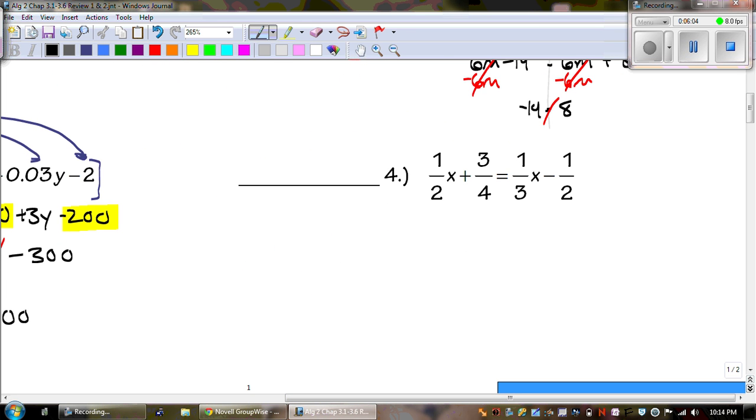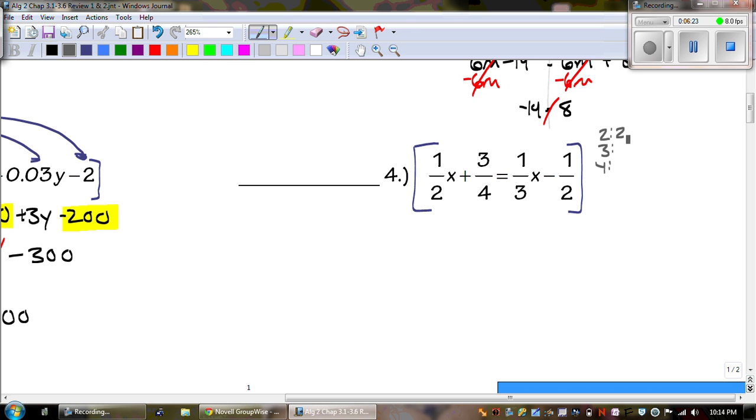Okay, number 4. Now, number 4 is when I want to get rid of the fractions. So I am going to want to multiply everything, but I need a number that 2, 3, and 4 all go into.